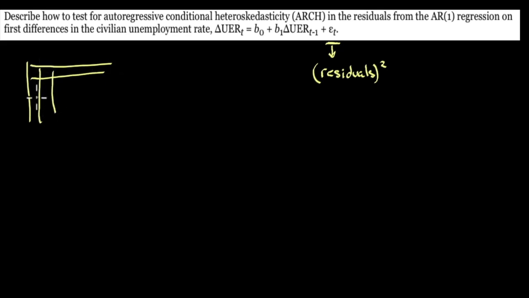Describe how to test for autoregressive conditional heteroscedasticity, ARCH, in the residuals from the AR1 regression on first differences in the civilian unemployment rate. So this is the AR1 model that we did. How do we test to see if there's an ARCH1 process going on? Well, it all comes down to the residuals. We save the residuals, and we create a new variable called residual squared. Residual squared, and that'll give us a whole new column. Typically, when you're looking at your data entry sheet, they'll look like this, and you'll have the names of your variables across here. And when you create a new variable, it gets added to the end.